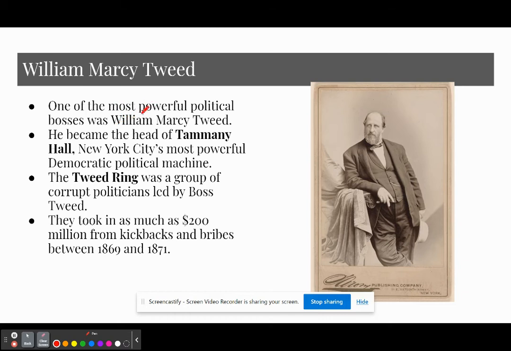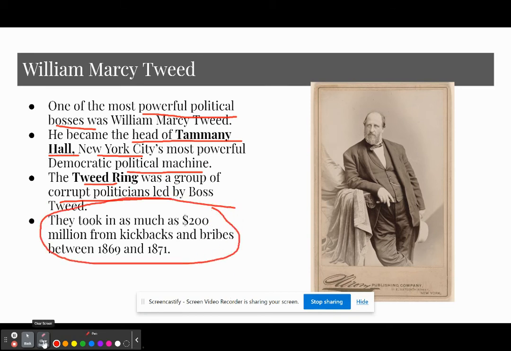So again, he's the most powerful political boss. He's the head of Tammany Hall, which was a political machine in New York City. And the Tweed Ring was a group of corrupt politicians that he led. And again, they took a lot of money in kickbacks and bribes.